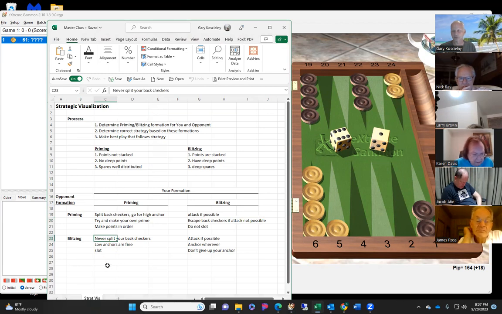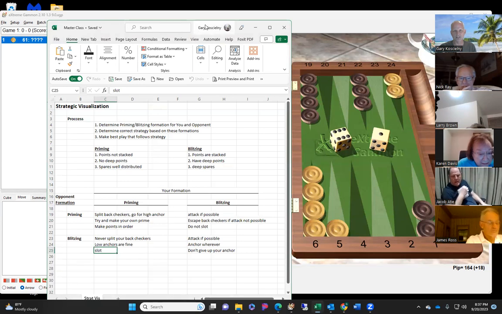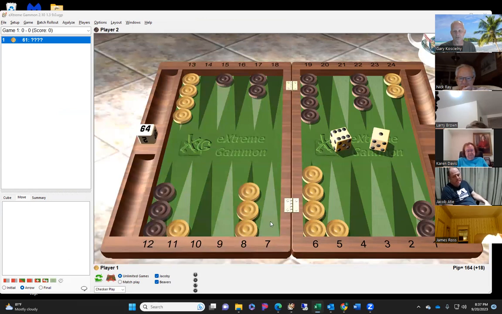Okay. Never split your back checkers. So by this rule, 24-18 is out. Lower anchors are fine. You want a slot. So what can we slot? We could slot the bar point. So based on that, we're not going to come out. We're going to come down. So what's the best 6 to play?